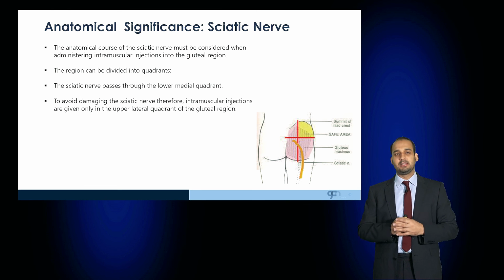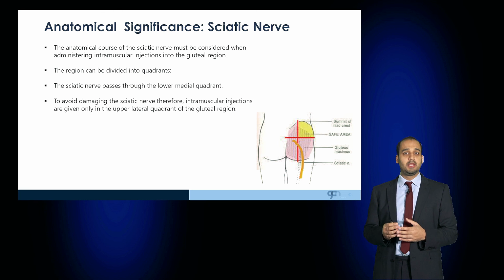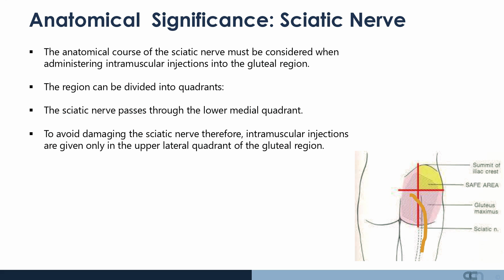The anatomical significance of the sciatic nerve is its course. The course runs through the gluteal region, and if you divide the gluteal region into 4 quadrants, you can see that the sciatic nerve passes through the lower medial quadrant. To avoid damaging the sciatic nerve, therefore, any gluteal intramuscular injections should only be given in the upper lateral quadrant of the gluteal region, away from the sciatic nerve.